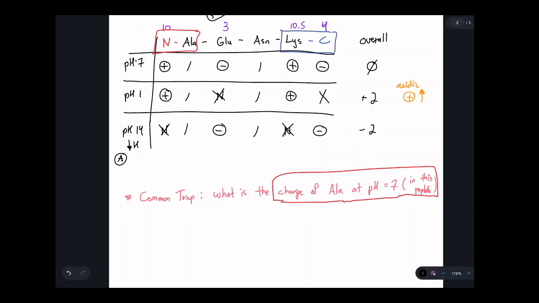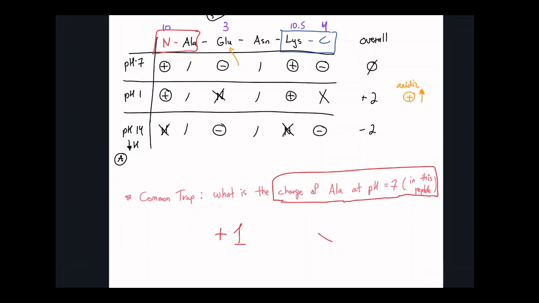So if I ask you for the charge of glutamate that's in the middle, it doesn't have a free N or C-terminus attached to it. It's in the middle. It's a residue of this protein. Its charge will always just be the charge of the R group. But if I ask you specifically about alanine, at pH 7, its charge is actually +1. Or I shouldn't say that, right? The overall charge of this alanine is +1.